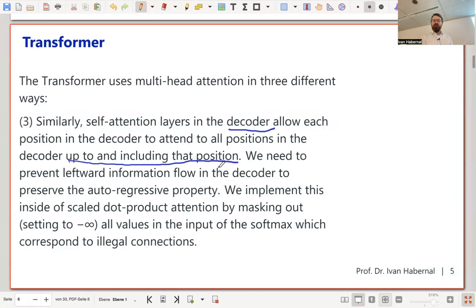This is the masking thing. So you can really see only the previous tokens and this one, but not the future. We need to prevent leftward information flow in the decoder to preserve the autoregressive property. Autoregressive is like you eating your own input.